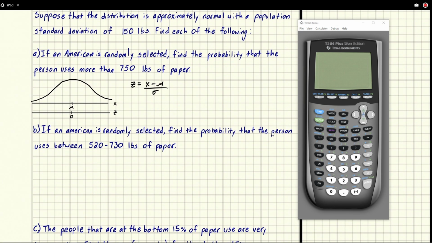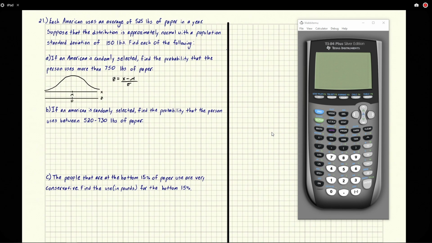And we've been given the mean. We are told right here that the average is 525 pounds. So mu is equal to 525. And we were given sigma. We were told that sigma is 150. So we put down 150. All we need is an x value, and we were even given that. We want to know if the person uses more than 750. So that's going to be x is equal to 750.